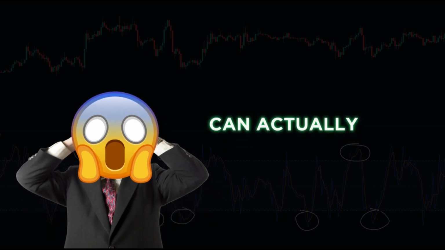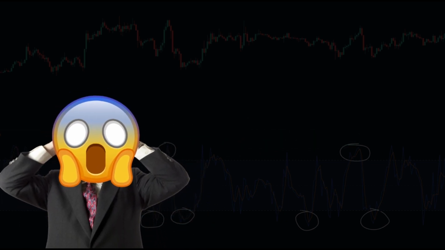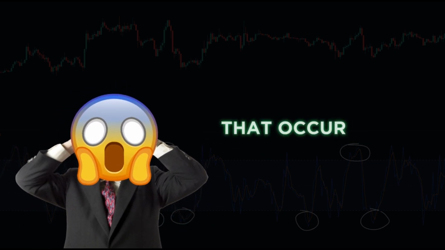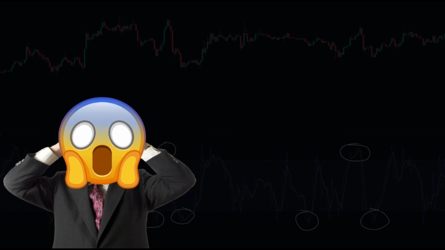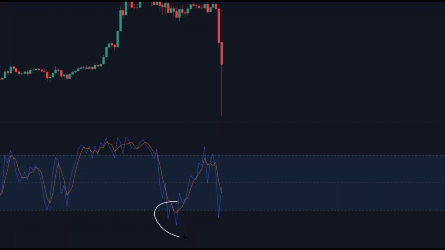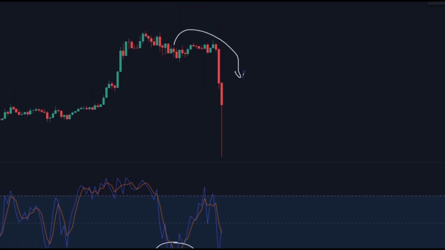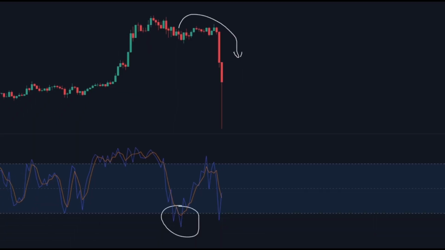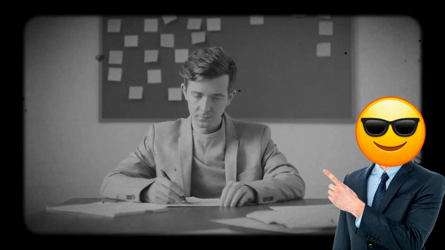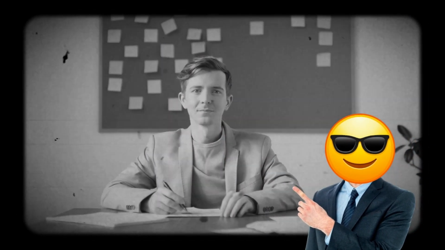This method can actually generate profits for us, but as you can see, there are still many losses that occur when using the indicator this way. For example, here, the stochastic has crossed in the 20 area, but the price still drops, triggering a stop loss. You don't want this to happen to your account, right? No! God, please, no! Let's discuss a better way to use the stochastic. Don't forget to prepare your notes because this strategy is really worth learning.